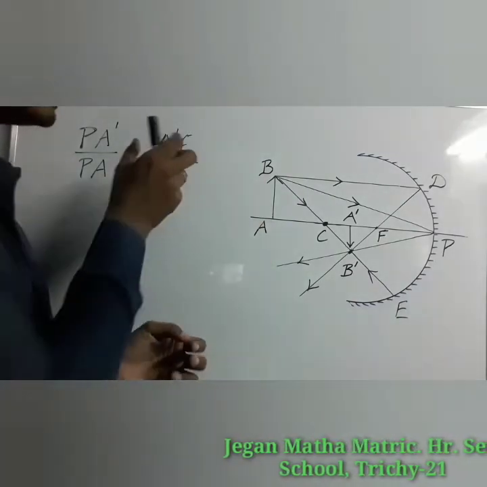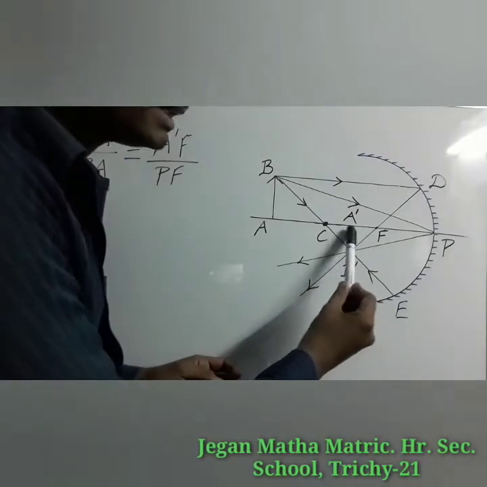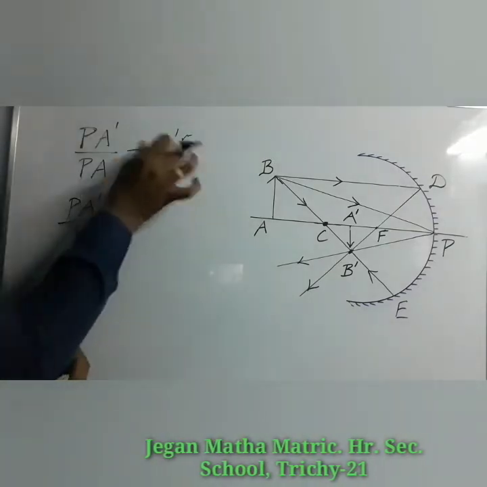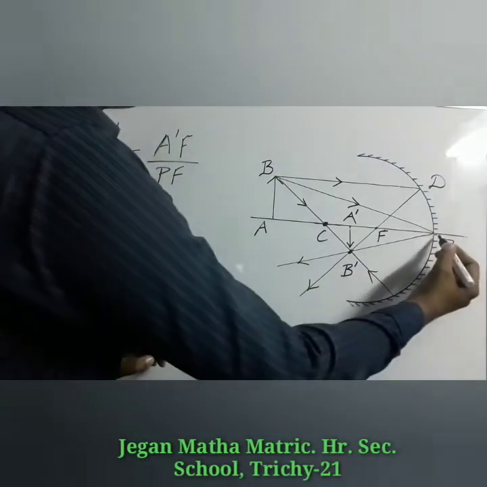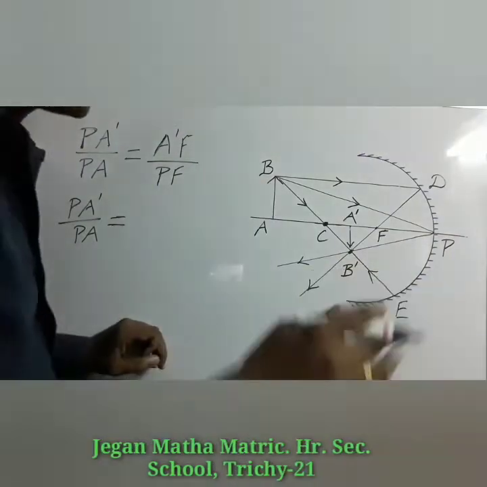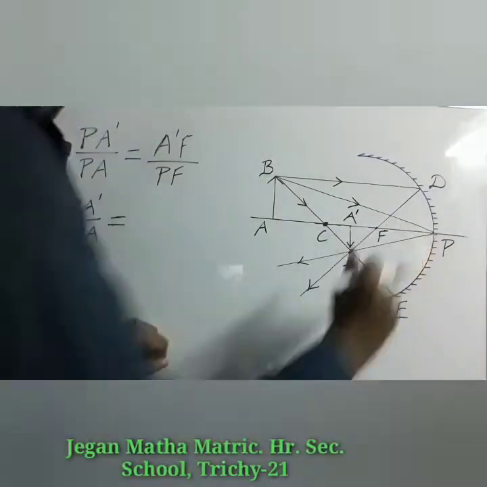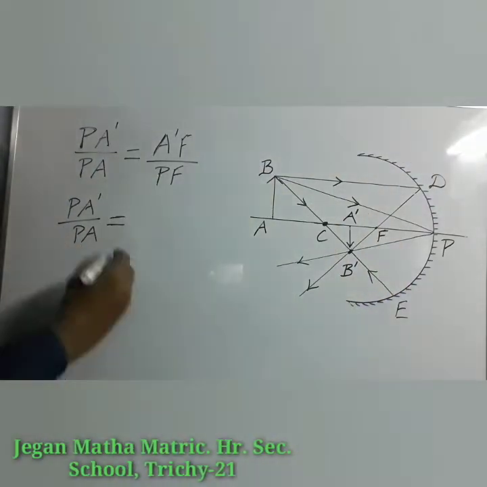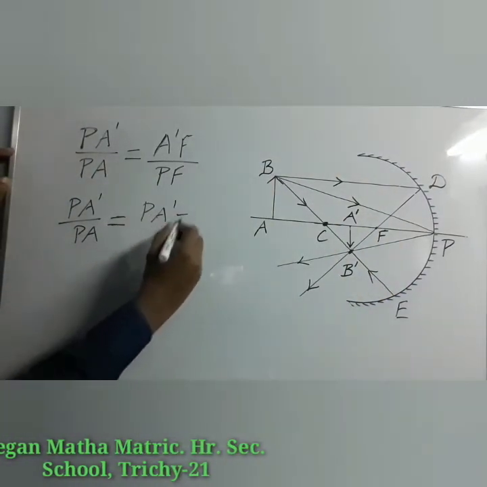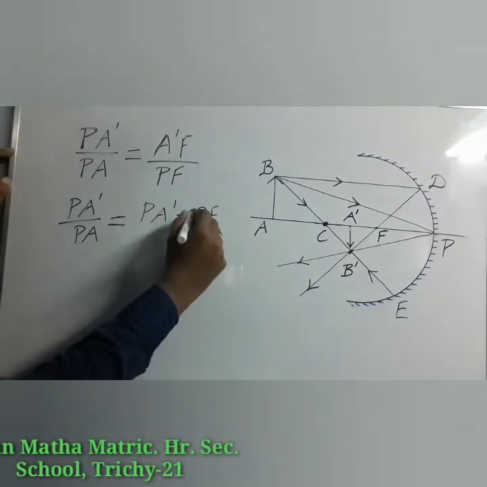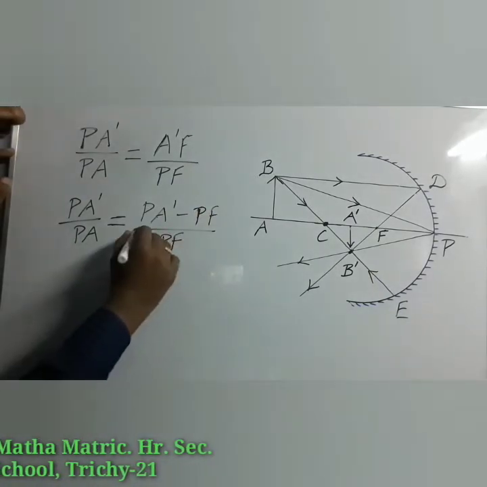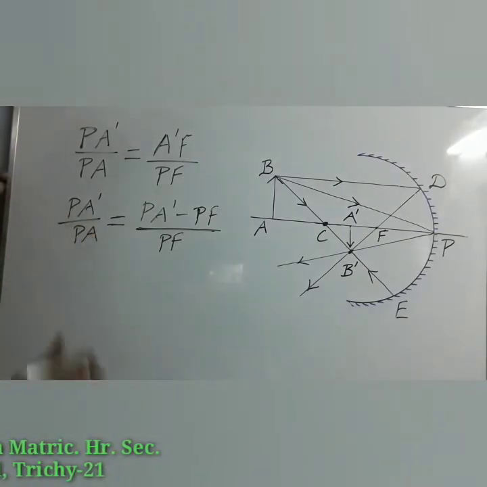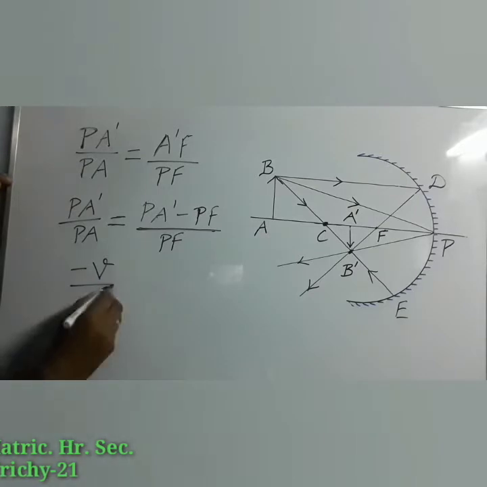But what is A dash F? A dash F is an indirect one. We have to find it. Here A dash F can be written as PA dash minus PF. From this length we have to subtract PF, then we can get the value of A dash F. So I can write that as PA dash minus PF by, once again, PF. Now we can apply the known values. PA dash, as told already, is nothing but v.